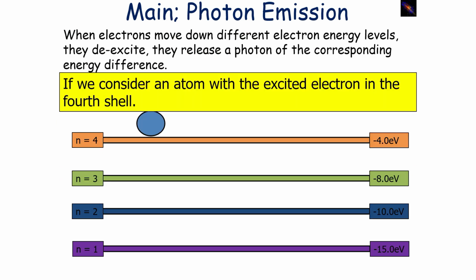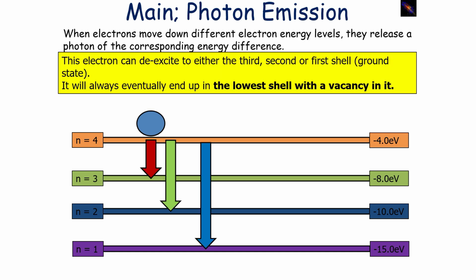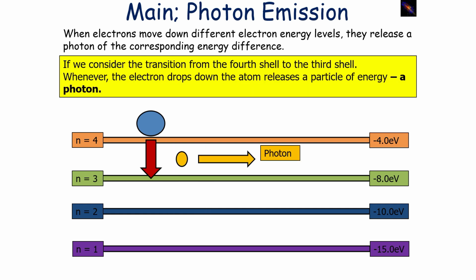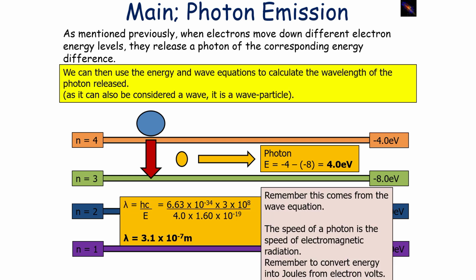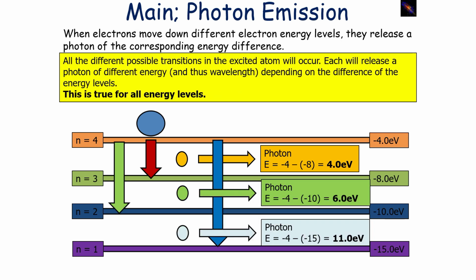So if we look at this example, an electron in the fourth shell could de-excite to the third, to the second, or the first shell. So what happens is when they do this, they release a photon with an energy equivalent to the difference between the two levels they're moving between. You can then use this to work out the wavelength of that particular photon. Now, it's important to note the energy when you do this must be in joules, not eV. So you can do this for every single transition in an atom.